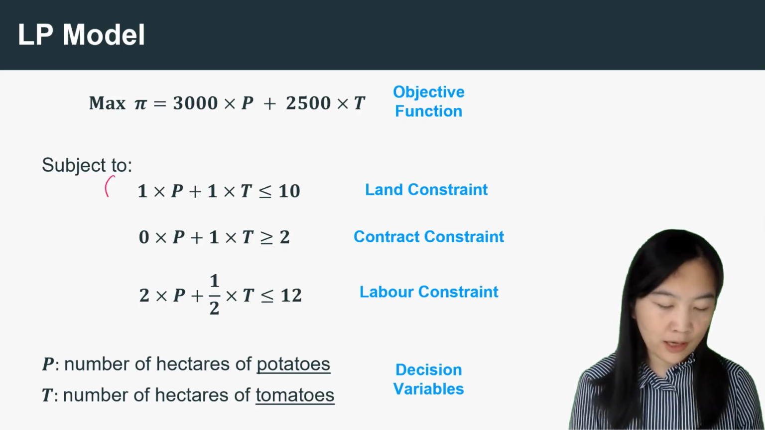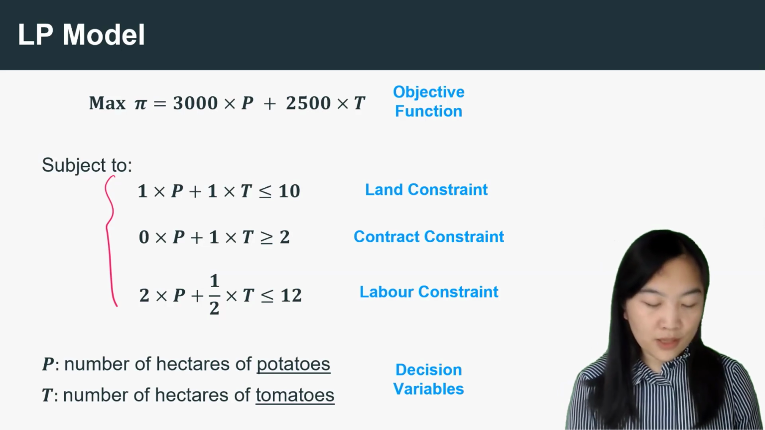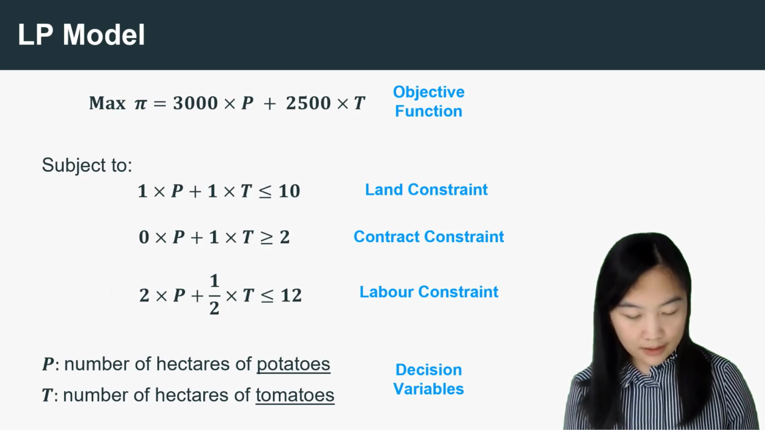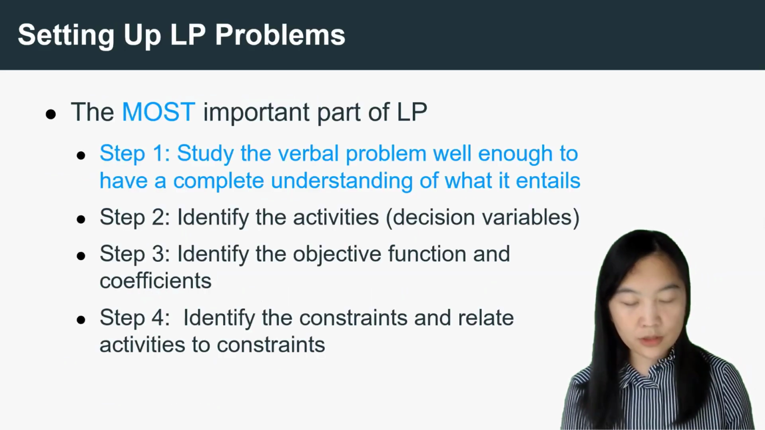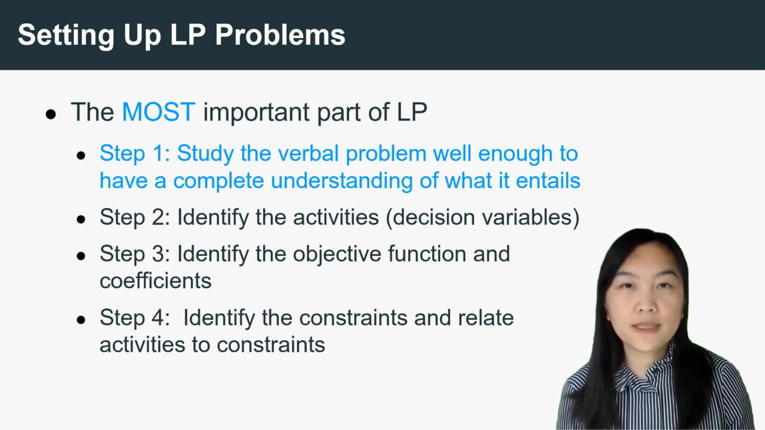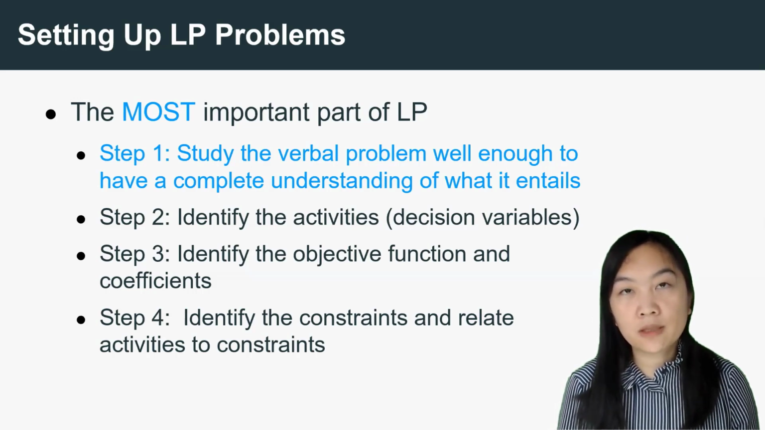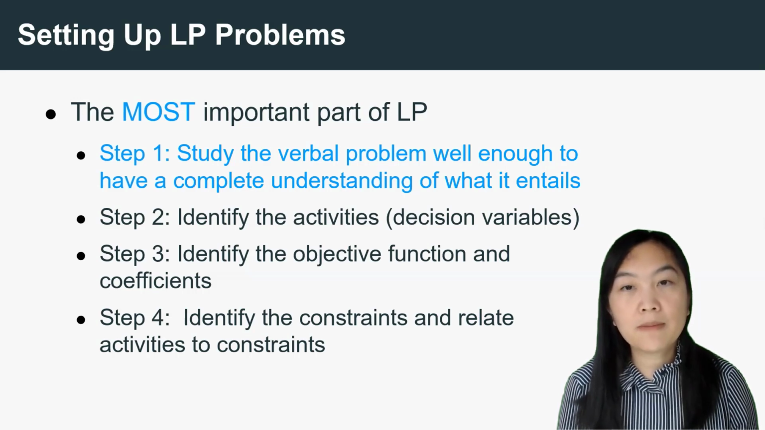But we will not cover in this course when the constraints are nonlinear. So I will show you what the steps are. There are basically 4 steps of setting up the linear programming problem, and then we're going to go through those steps one by one.